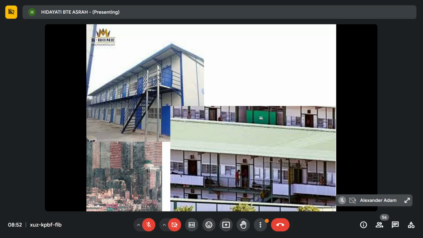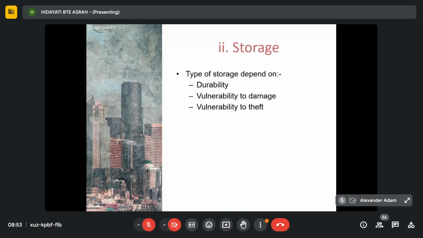Next is storage. Not only do you provide accommodation to your worker, but you also need to provide storage where you keep materials, equipment, and components during the building construction process. So you must provide storage. The type of storage depends on the durability, vulnerability to damage and also to theft. If you want to prevent damage or theft, then you have to provide storage of good quality.